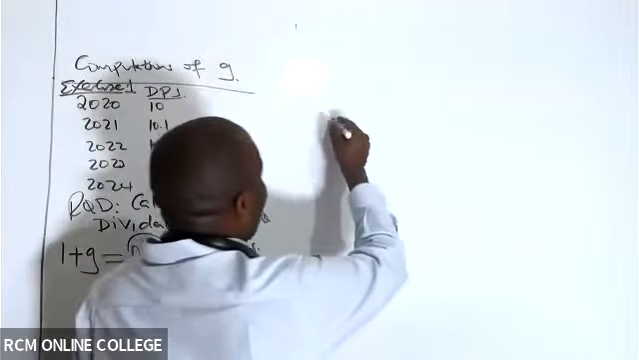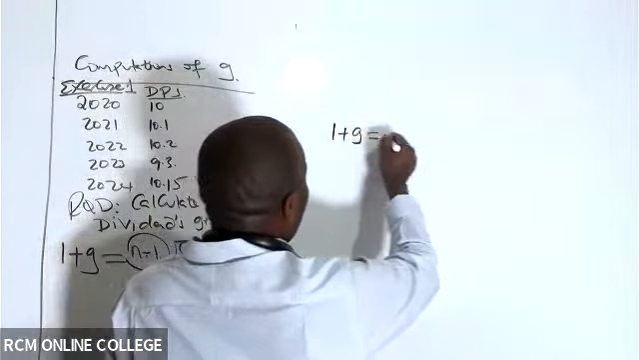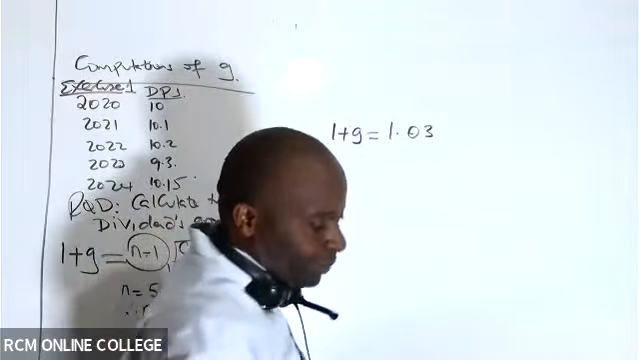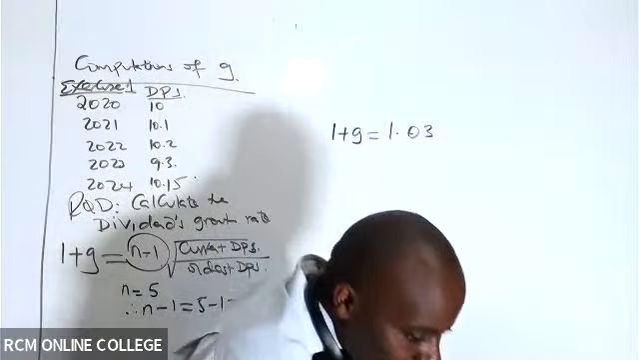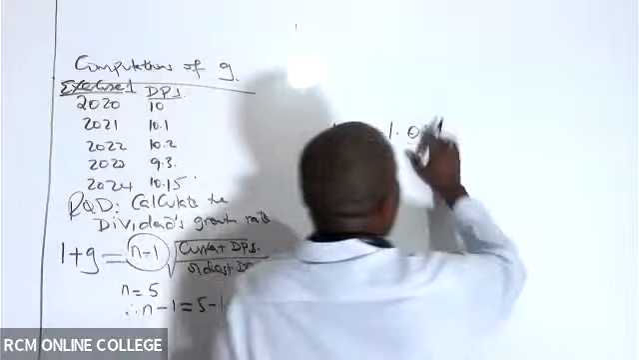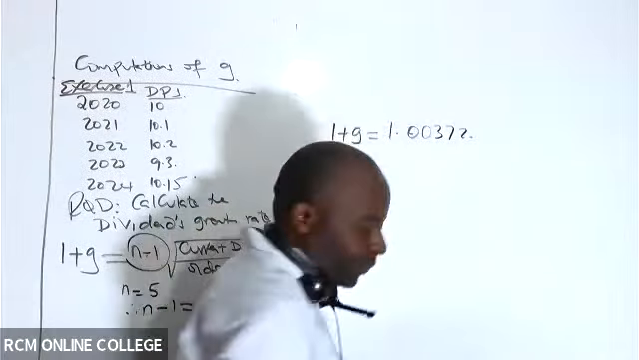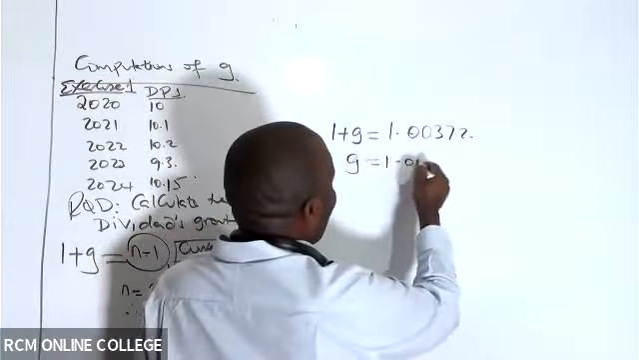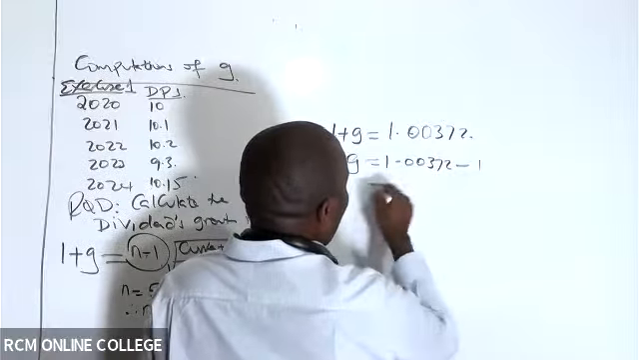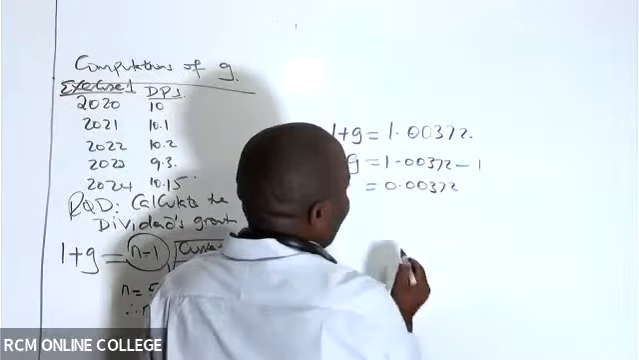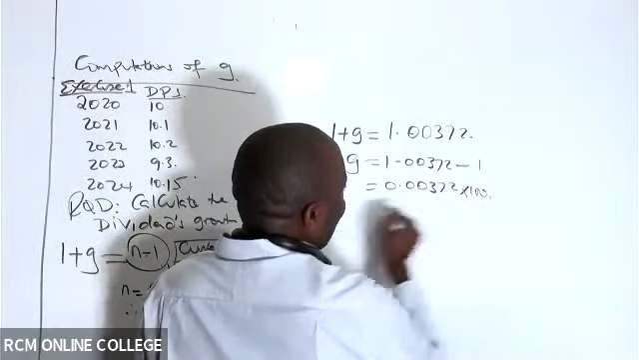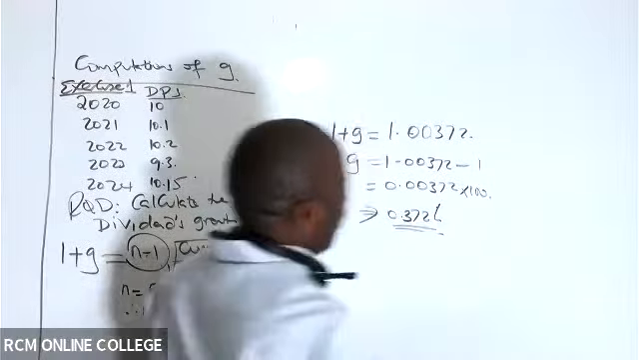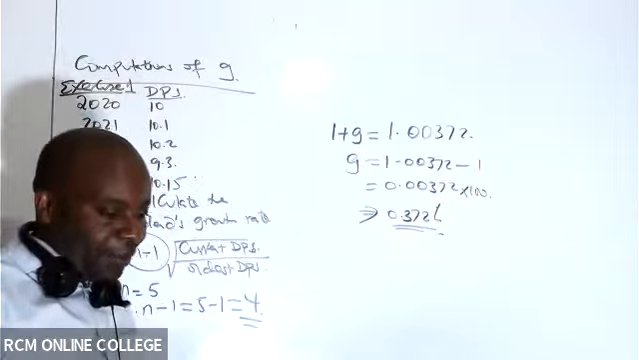So in this case here, we have 1 plus G equals 1 point, was it 03 something, 1.03 something, is it 1.00, 1.00372 like that. Therefore, G will be 1.00372 minus 1, which will be 0.00372. So of course, times 100, that will end up giving us 0.372%. Thank you for that. So now I believe this is the correct answer, right? I believe now this is correct.